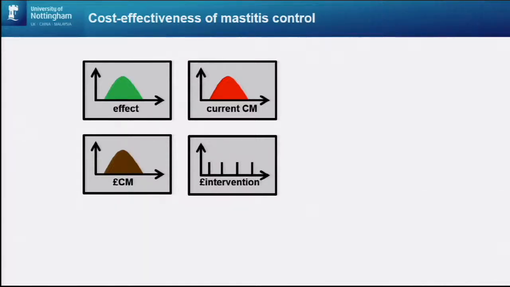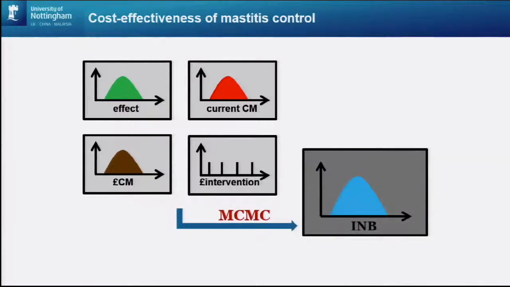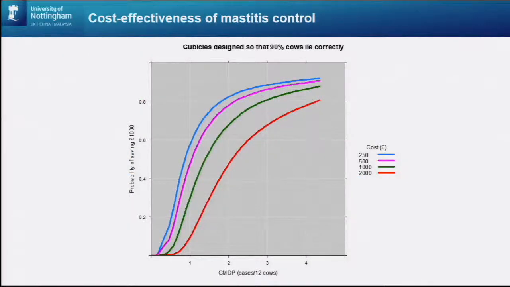And the beauty of this integrated Bayesian model is that we can capture all of that parameter uncertainty, and that can then be fed through into the model output. So using Markov chain Monte Carlo simulation, we arrive at an incremental net benefit, and it's from this that I can then make hopefully clinically useful predictions. So I'll give you an example of the sort of typical model output here.